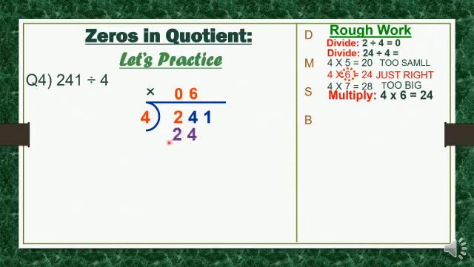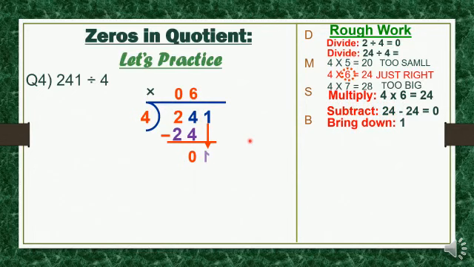The next step is to subtract. Now we will subtract 24 minus 24. We get a 0. Then the next step is to bring down. So we bring down the next number, which is 1. And the new number becomes 1. And this new number has to be divided, and the rest of the steps are to be repeated. Isn't it? That's the way we do it.